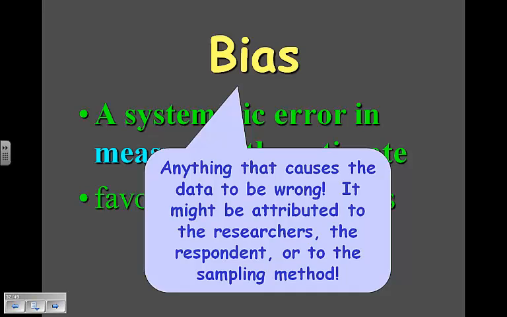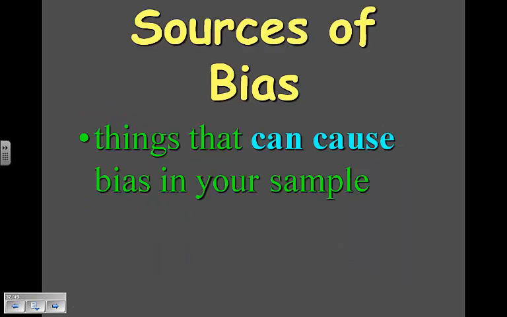It might be attributed to the researchers. They could have designed it wrong. It could be the respondent. He could be lying, or it could be the sampling method, which is basically surveying the wrong people. That's what bias is. There are many sources of bias. These are things that can cause the bias in your sample.